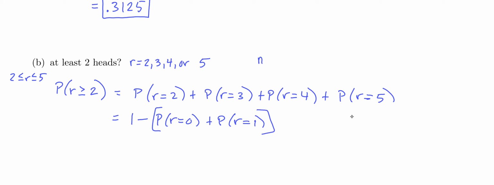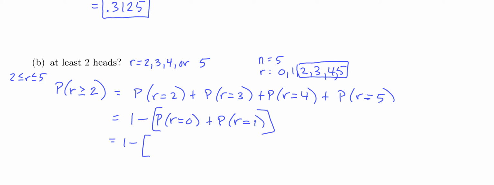Since n is 5, it means we have the following possible outcomes for r: 0, 1, 2, 3, 4, 5. We're looking for this piece. We would have to add up all of those probabilities. In this case, it seems a little shorter, even though we already calculated the probability that r equals 2, to calculate the other two probabilities and use the property of complements to subtract it from 1 and find the probability.